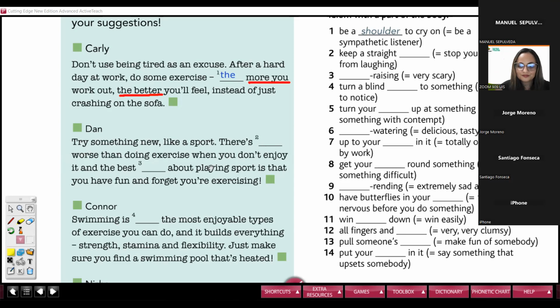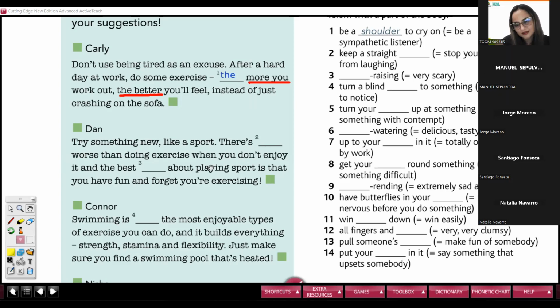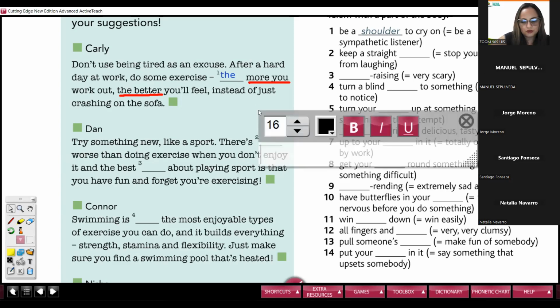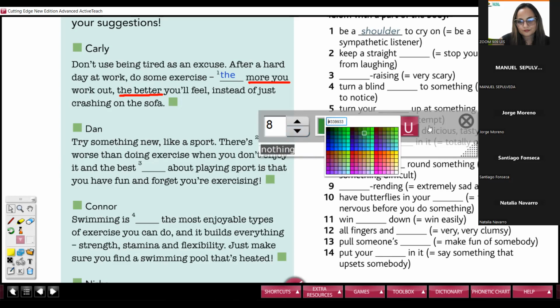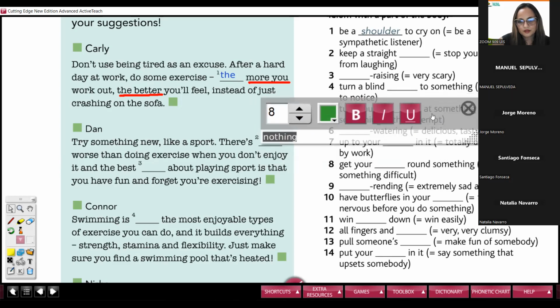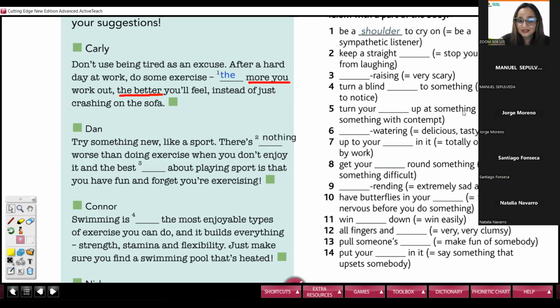Thank you, Manuel, for raising your hand. I think there is nothing, teacher. Yeah, there's nothing worse than, yes. No hay nada peor que, yes, very good. There's nothing worse than doing exercise when you don't enjoy it. And the best, blah, blah, blah, about playing sport is that you have fun and forget you're exercising.